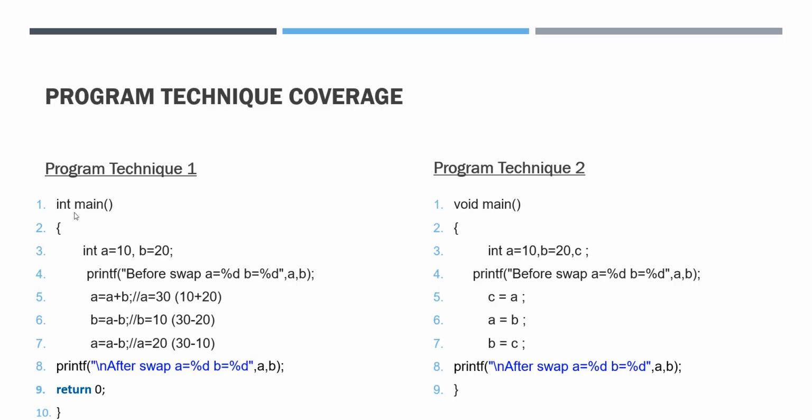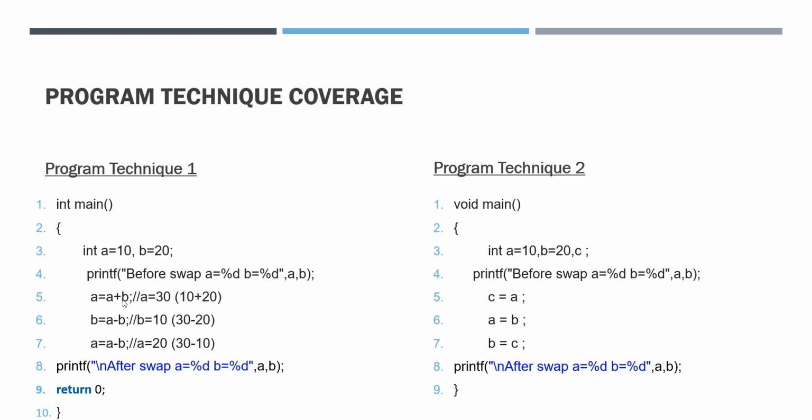See, here I have written integer main. It is a C program, and just for example I have taken a as an integer, 10, and b as an integer, 20. Then in the printf we print the values of a and b before swapping.